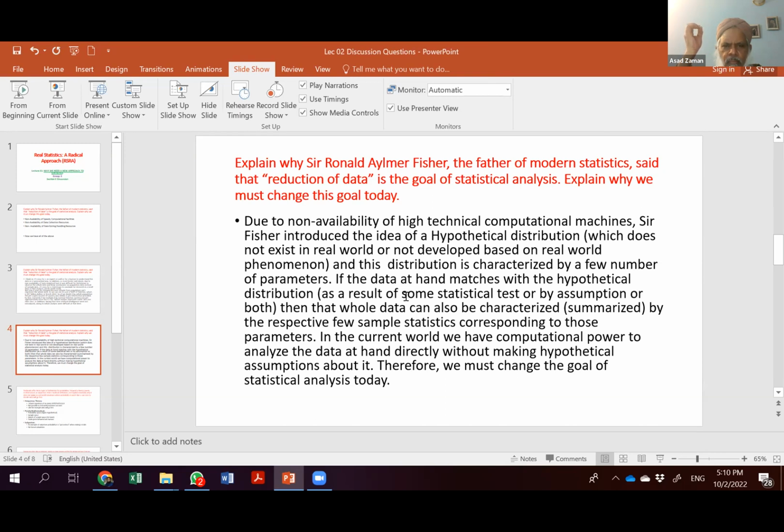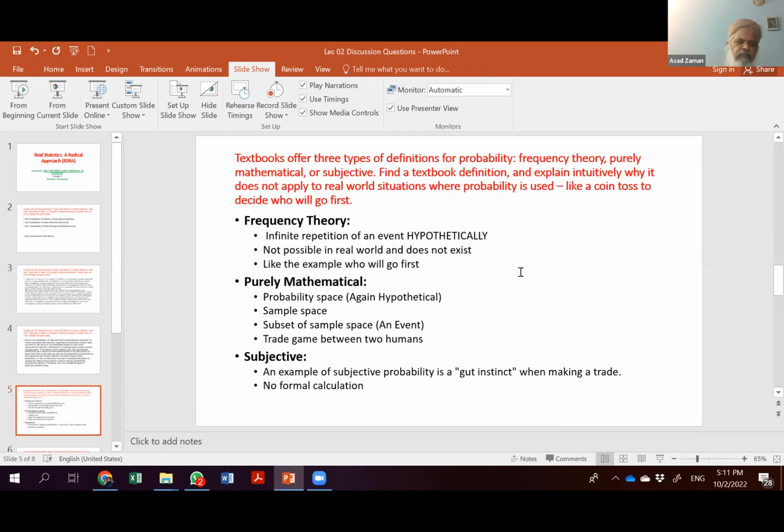Now, in the current world, as we have computational power and all of those resources, we can analyze the data at hand directly without making any hypothetical assumptions about it. Therefore, we should change the goal of statistical analysis today. Good. Yes, this was the first point, the arbitrary assumptions that I mentioned.